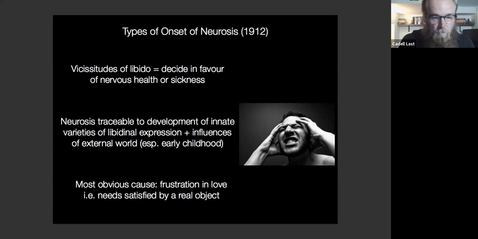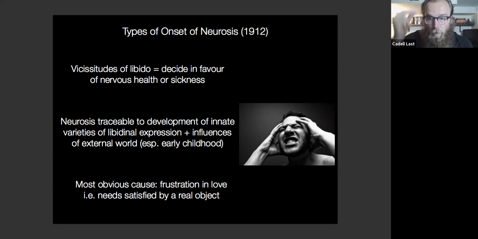So for that reason, neurosis is traceable to the development of the innate varieties of libidinal expression, plus the influences of the external world. As I said in the first paper, here connecting the two papers, Freud is saying that both, to put it in common terms, nature and nurture are at work. There's a complex interaction between the two, which will determine the modes of love and the modes of the expression of libido from the subject.